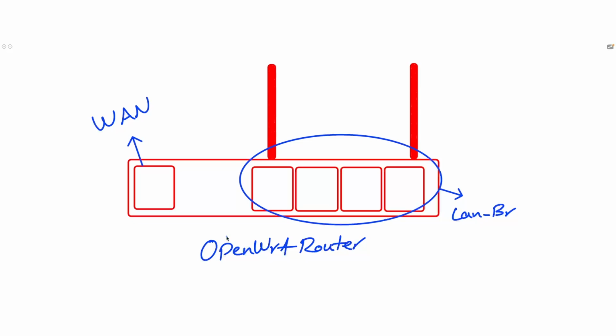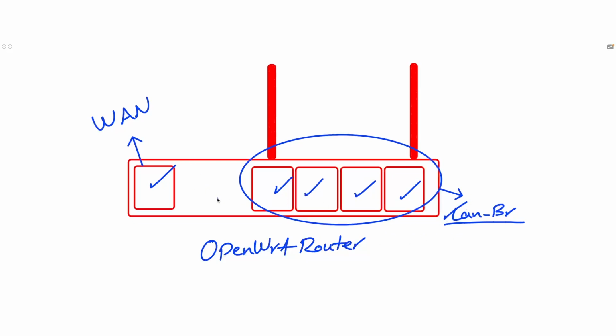So let's start here. Let's think this is my OpenWRT router, and it has a WAN interface and a LAN bridge interface on it. Inside this LAN bridge, there are some physical LAN ports and all the wireless cards. Every user connecting to this router gets an IP address from this LAN bridge's DHCP server.